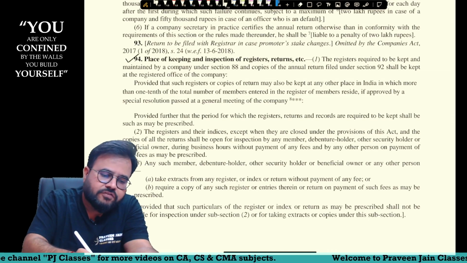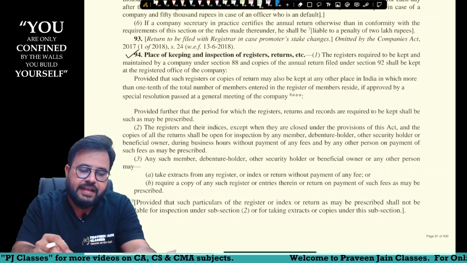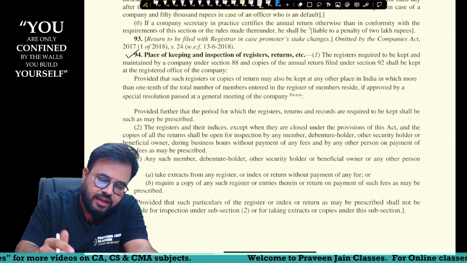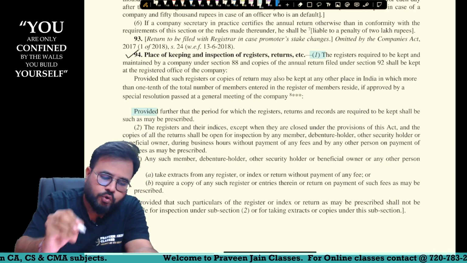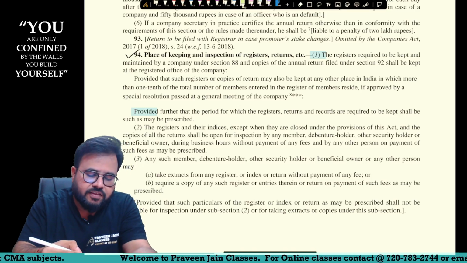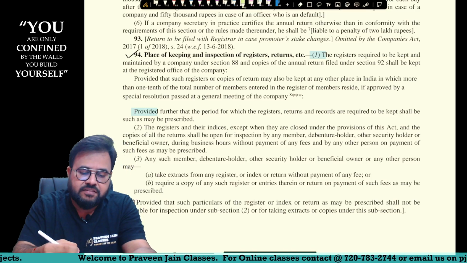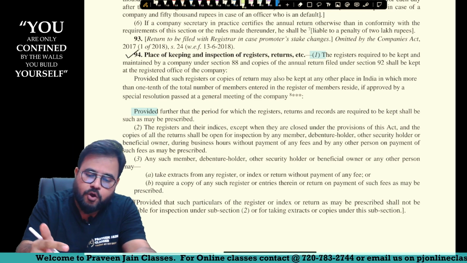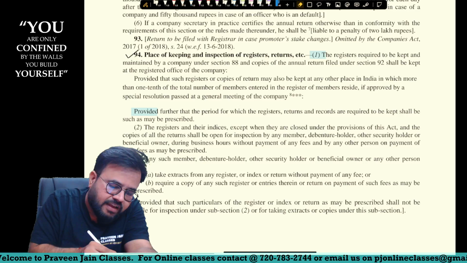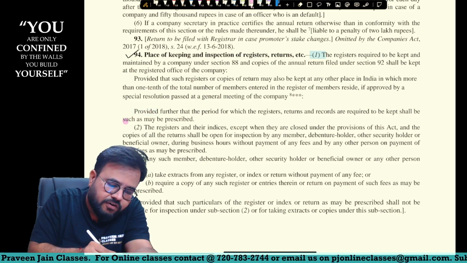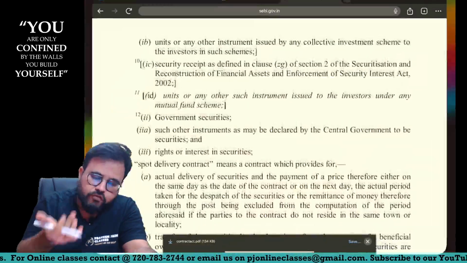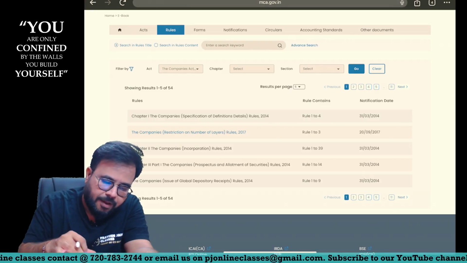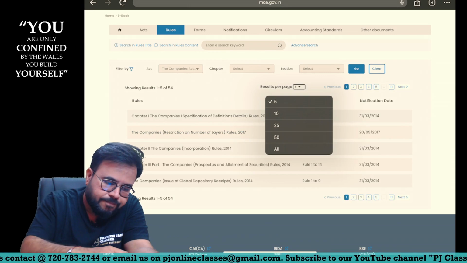So 94 is talking about the place of keeping and inspection of registers. If you see subsection 1, in that you can see the second proviso, sir. Provided further that the period for which the registers, returns, records are required to be kept shall be such as may be prescribed. So in other words, this part is given in the rules. So let us also see the rules. Anyway, we have abundant time, not at all a problem.